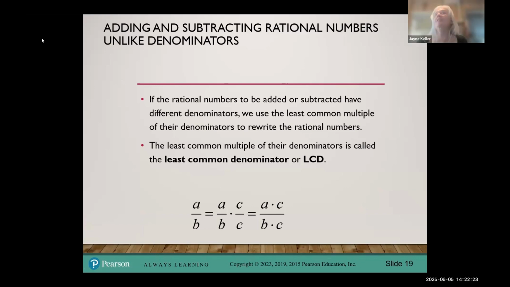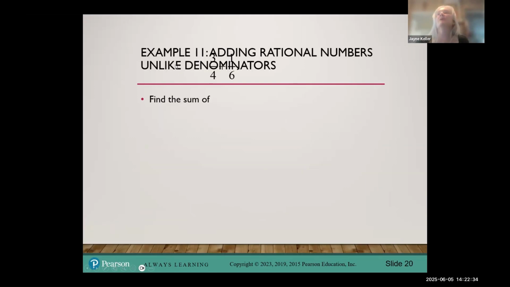But when we're adding, we need that common denominator. So we find that least common denominator, which we did a few modules back, and then we write equivalent fractions. So what do we have here? 3/4 plus 1/6.